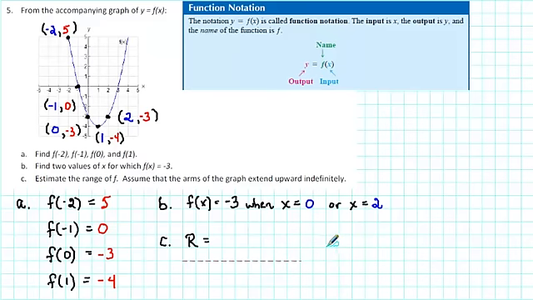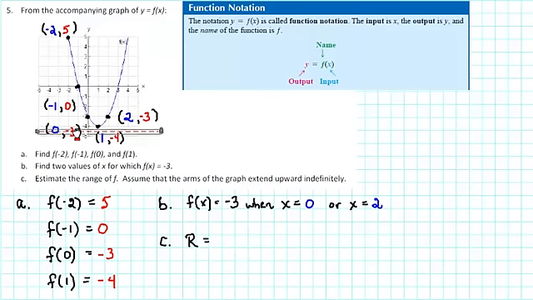Finally, in part C, we're asked to determine the range of the function. The range is the collection of all the output values of the function. So what I'd like to do is to imagine taking a horizontal line. I'll grab the horizontal line here and start at the bottom of the graph. At negative 5, if we look horizontally across, the horizontal line does not intersect the graph. That means that there's no output that produces negative 5.